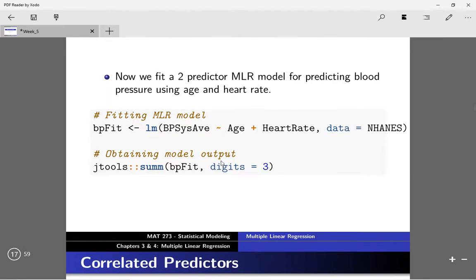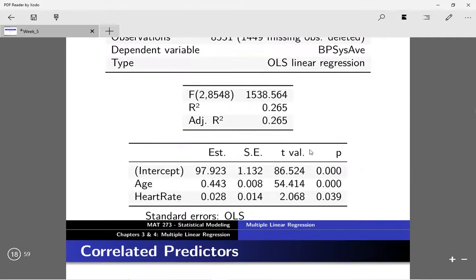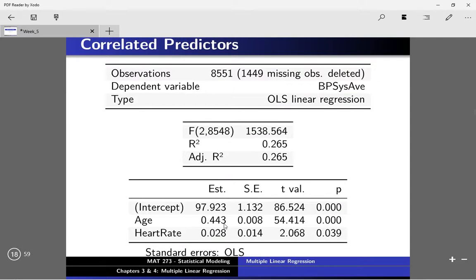But what we actually see when we print this model output is that age still has a positive relationship with systolic blood pressure after accounting for heart rate, but heart rate now has a positive relationship after accounting for age. So it's flipped. It's no longer negative, this relationship with heart rate. And yet it's still statistically significant as well. The p-value is less than 0.05.